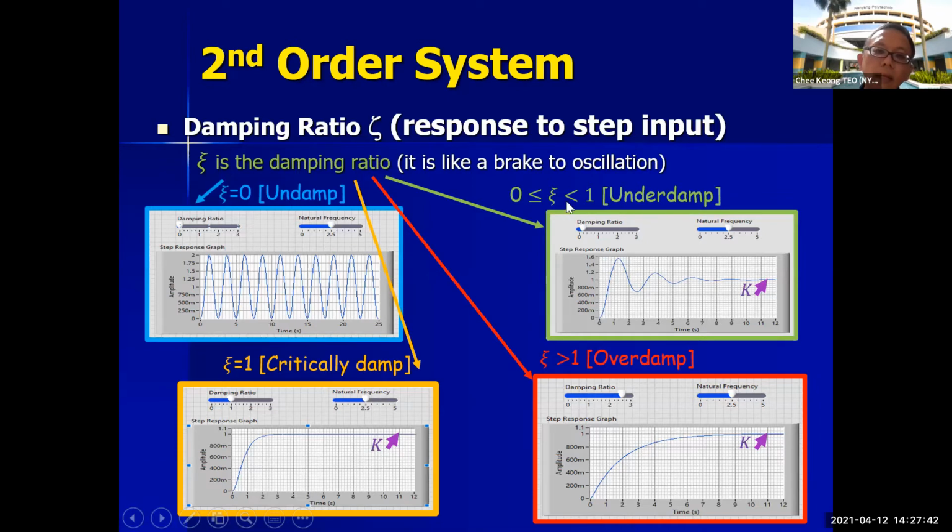Now, take note that for the cases of underdamped, critically damped, and overdamped, in all three situations, it will settle down at a value of K, right? Whereas for the undamped case, there is no steady state. It is always up and down, up and down, up and down. So that is the difference between all these, right?